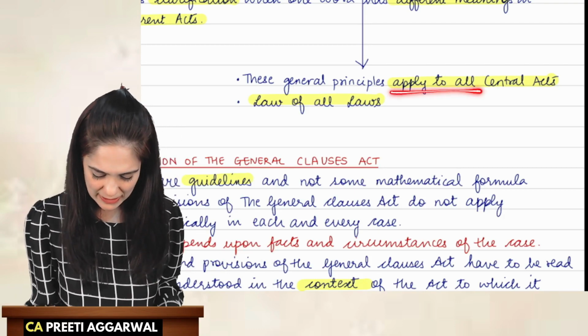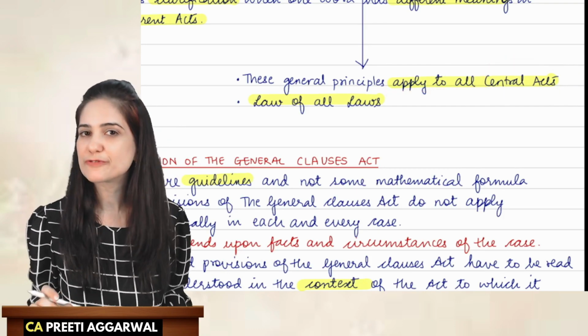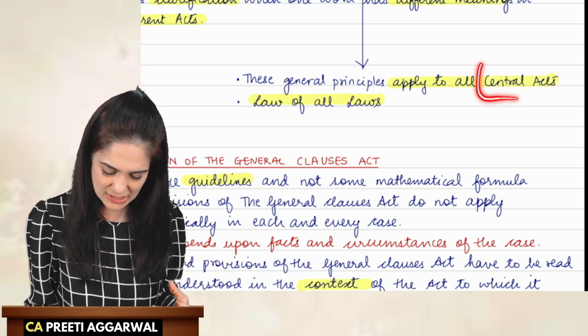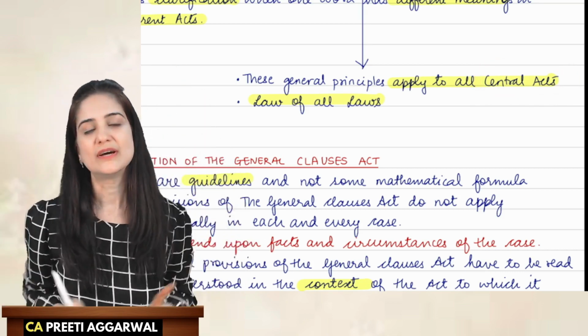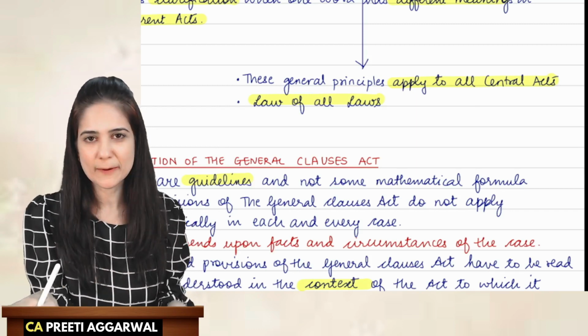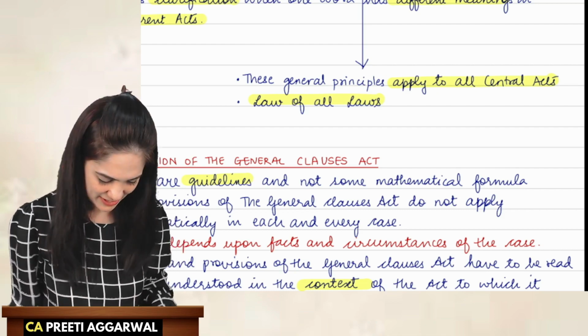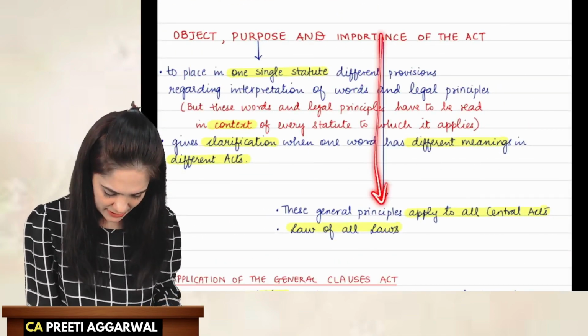So it applies to all the central acts. Can I conclude from this that the General Clauses Act which we are studying applies to the central acts? We are studying the central General Clauses Act, which applies to the whole of India. There are also state General Clauses Acts. So this is the importance. This is important.